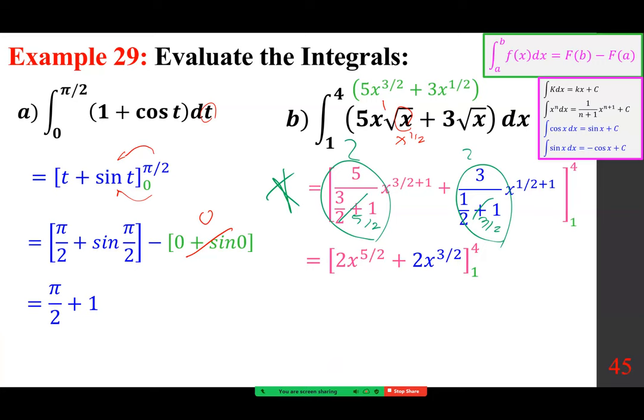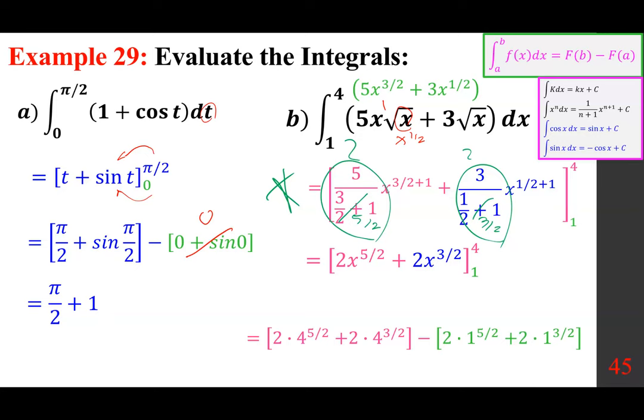Evaluate it. Minus. Plug in 1. So when we plug in 4, 4 to the power of 5/2 means square root of 4 to the power of 5, which means 2 to the power of 5, which means 32, which means 2 times that is 64.